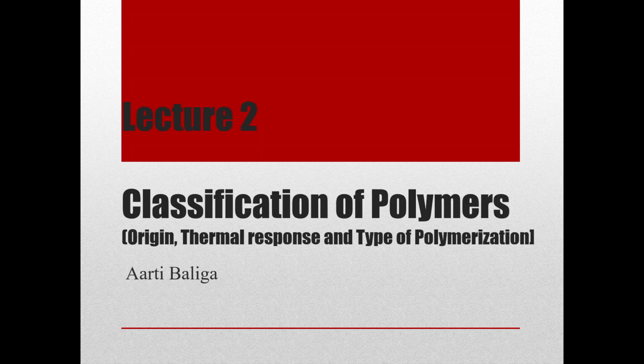Hello. Today we shall look at the classification of polymers. Last time we looked at the three main levels at which the polymer properties are affected. If we recollect, it is the chemical structure of the molecular chain. The second is the fine structure, and the third is the gross morphology. So today we shall see how the polymers are classified on the various bases, out of which origin, thermal response, and type of polymerization are the three classifications which we shall look into in detail.